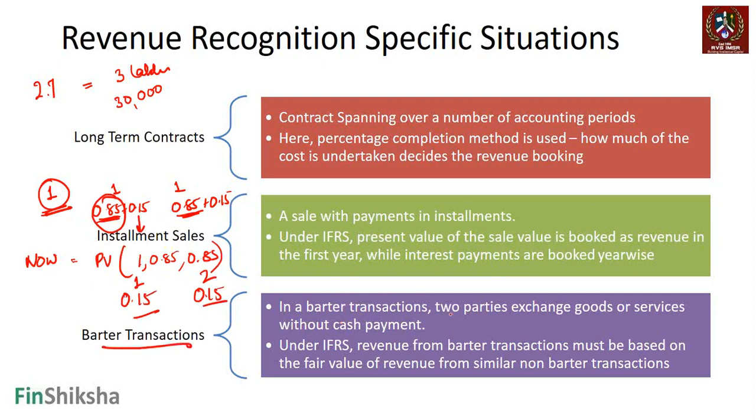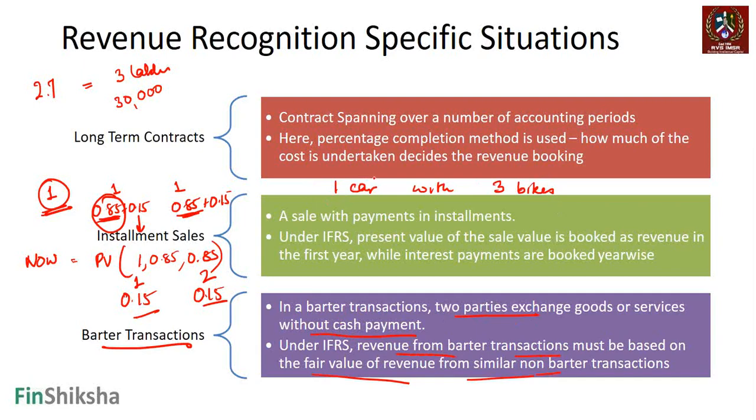Then there are barter transactions, where two parties exchange goods or services without cash payment. Under IFRS, International Financial Reporting Standards, revenue from barter transactions is basically assumed to be the fair value of similar non-barter transactions, right? So let's say I exchange one car with 3 bikes, right? Let's say I do this. I exchange one car with 3 bikes.